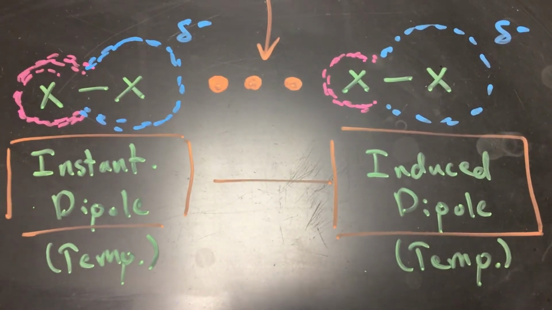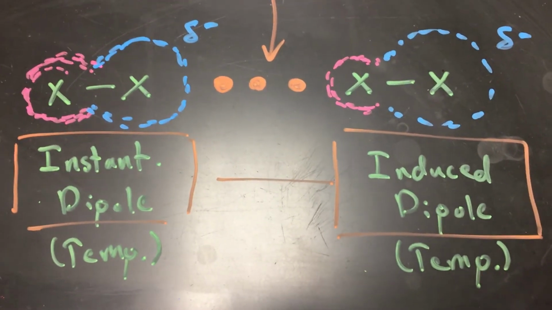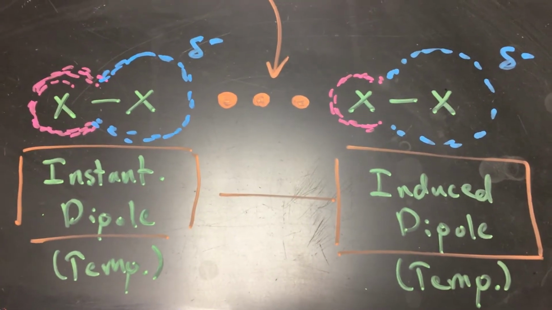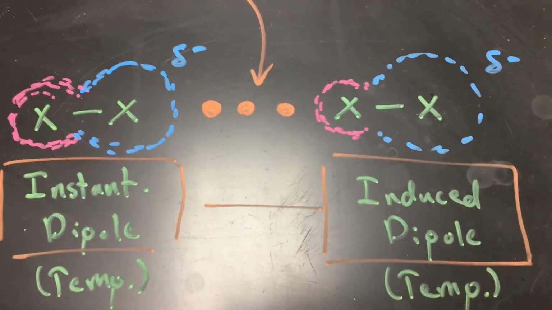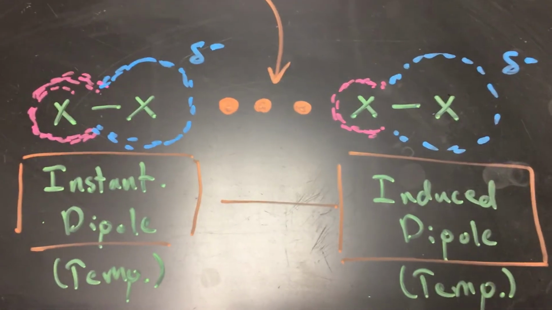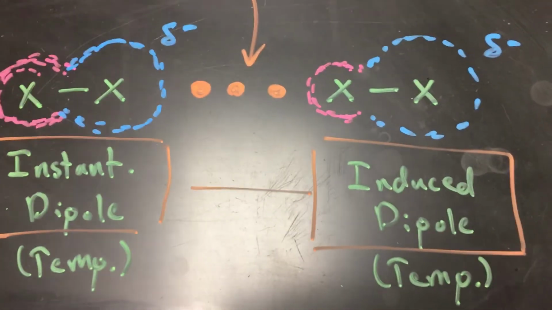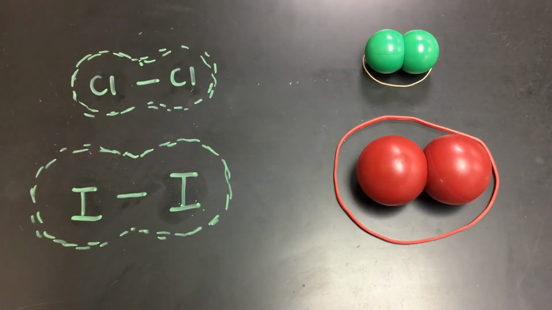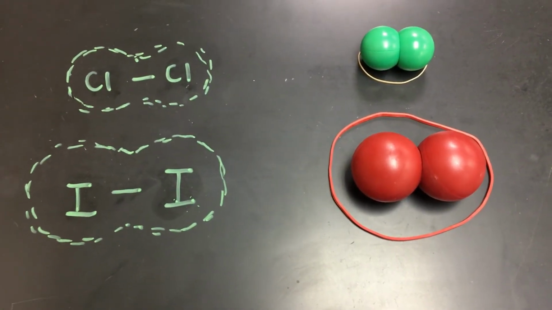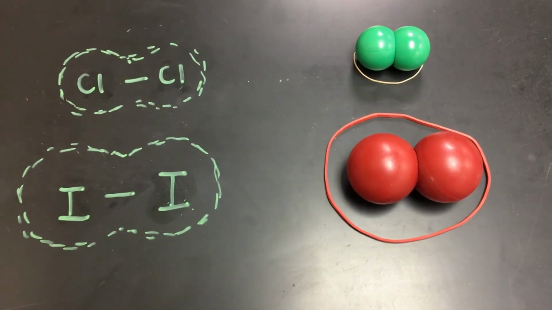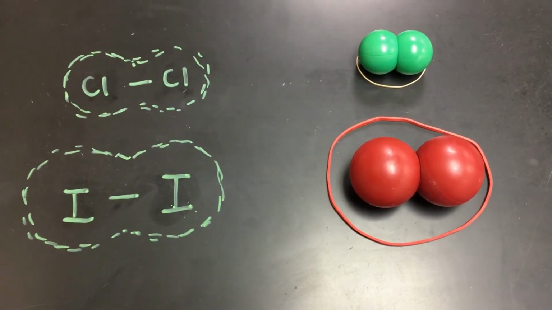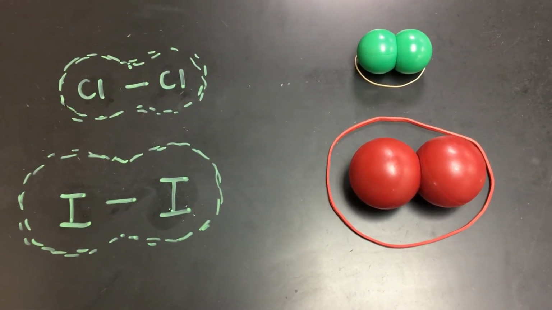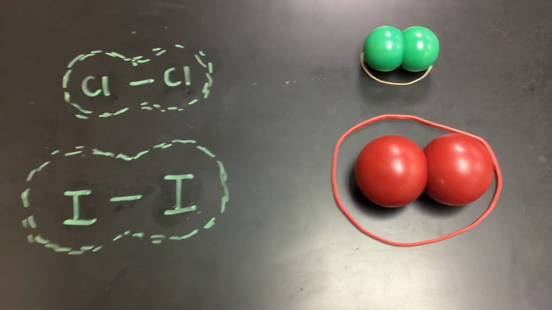But if all three of these have instantaneous dipole, induced dipole forces because they're all nonpolar molecules, what makes those intermolecular forces stronger for iodine than for bromine? And what makes bromine stronger than chlorine? If chlorine, bromine, and iodine all have the same kind of intermolecular force holding them together, what makes such a difference to cause chlorine to be a gas at room temperature, bromine to be a liquid, and iodine to be a solid? Well, let's think about it.